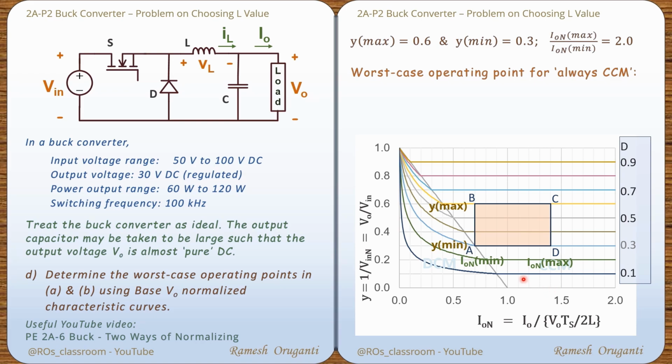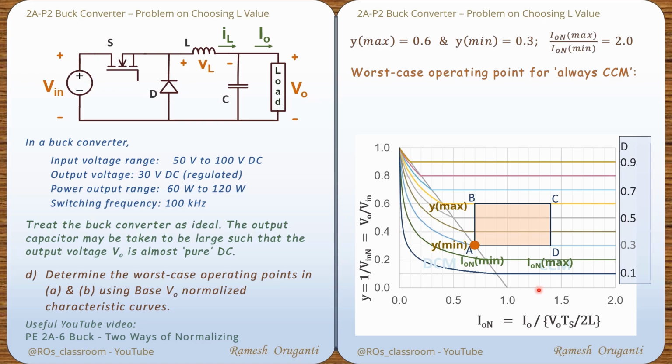We have placed the rectangle in such a way that point A just touches the boundary. That is the worst case operating point. If point A is in CCM or on the boundary, all other operating points are automatically in CCM. The graph makes it visually very clear. So the worst case operating point is ION minimum and Y minimum. Worst case operating point is indicated by the red dot.